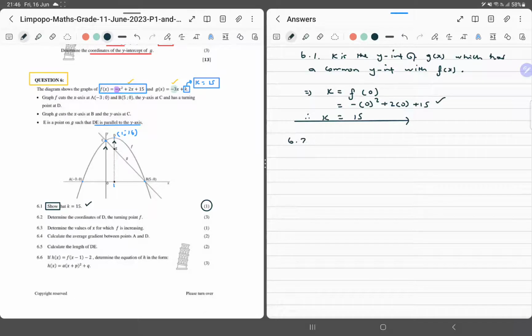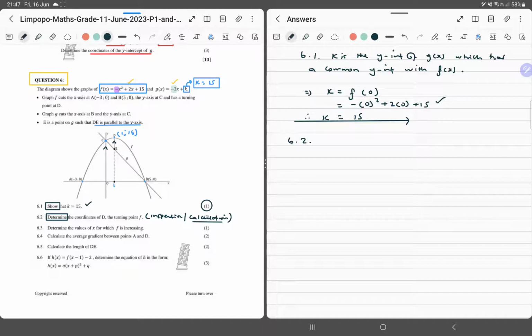Let's move on. 6.2. Let's not lose time now. Determine the coordinates of D, the turning point. Okay, guys, this is easy. Now we know that we can do this by inspection and or calculation. I would opt for this one, because the inspection is not going to be very great here. We don't have the turning point form, so we can't say we're going to inspect, but we will have to manipulate that. At the same time, we have a graph, so we can just use the graph.